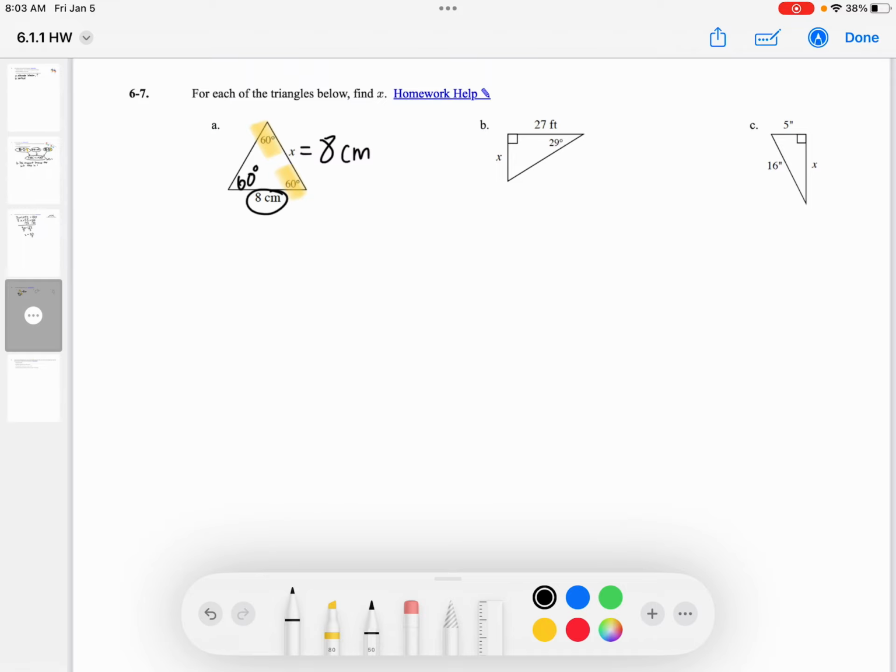All right, B. What do we have? We have an angle, and we have a side, and we're finding this side here. So which tools can we use? This isn't a special triangle. We're going to have to use a trig ratio here. Here's our angle. x is opposite. 27 is adjacent to that angle. So opposite and adjacent, we're going to use tangent. We're going to say tangent of 29 equals 27 over x. So now we open our calculators and type in tangent of 29.